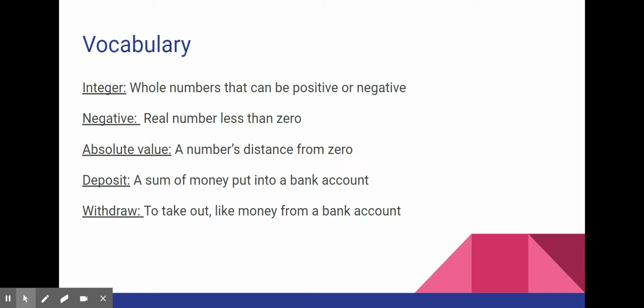we have integer, whole numbers that can be positive or negative. So again, whole numbers is the key there. Negative numbers are real numbers less than zero. Absolute value, a number's distance from zero. So again, that's how many jumps it takes. It doesn't matter the direction, the distance from zero. Then we have deposit, a sum of money put into a bank account. A withdrawal is to take money out, like from a bank account.